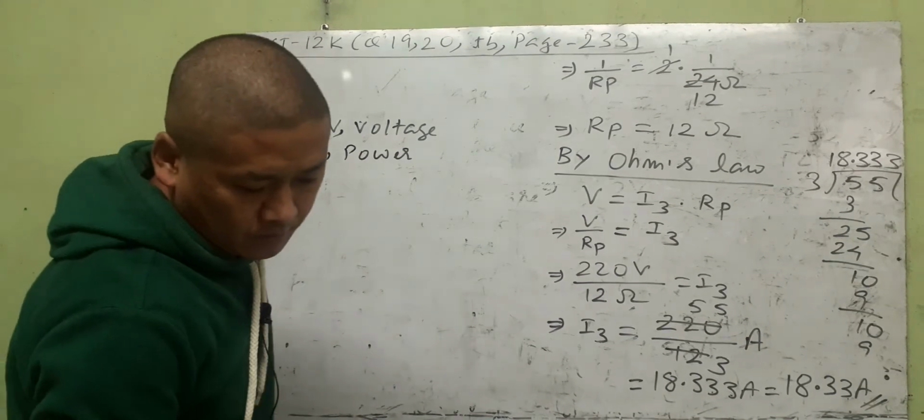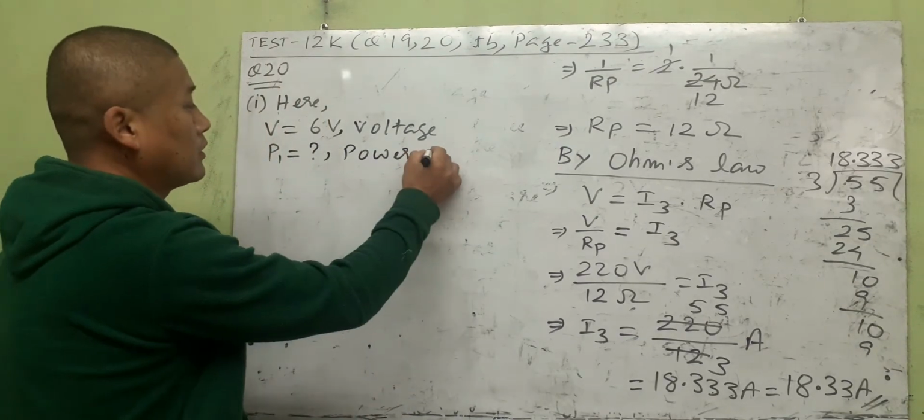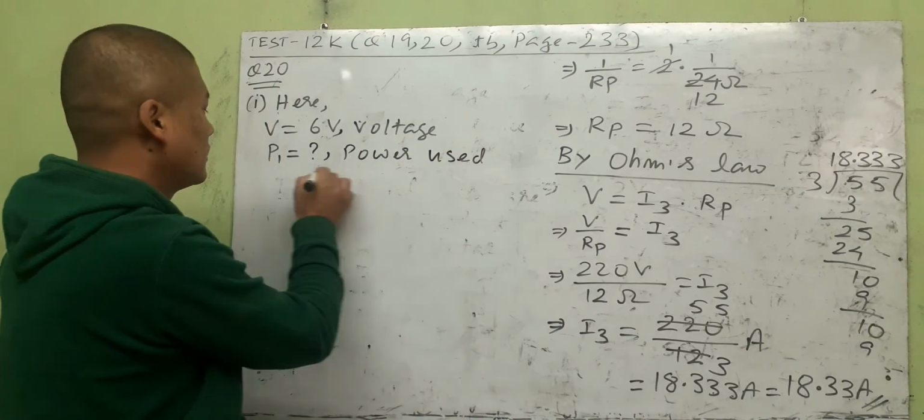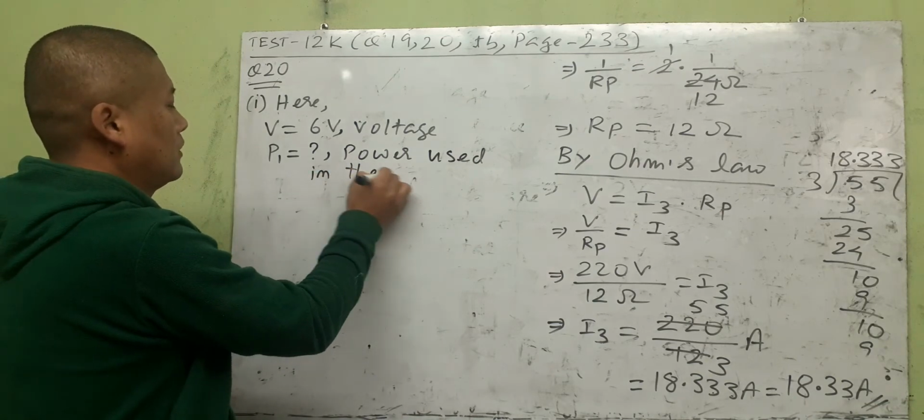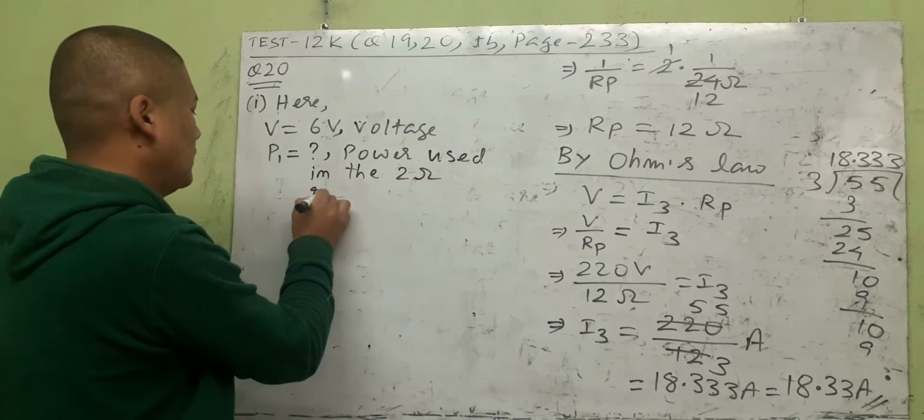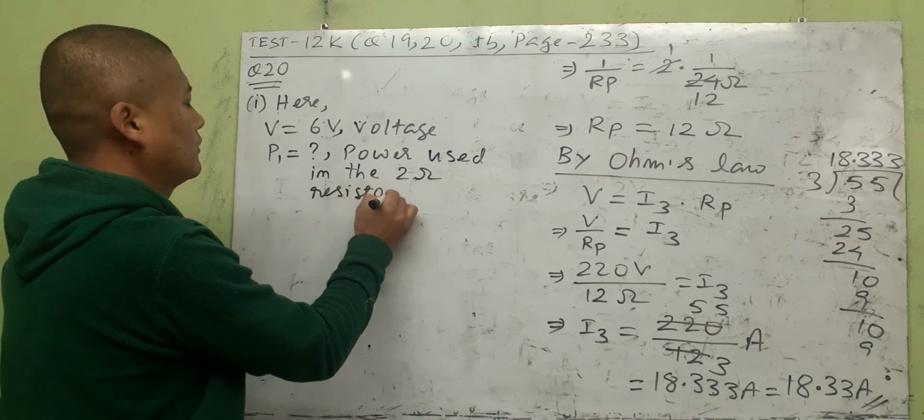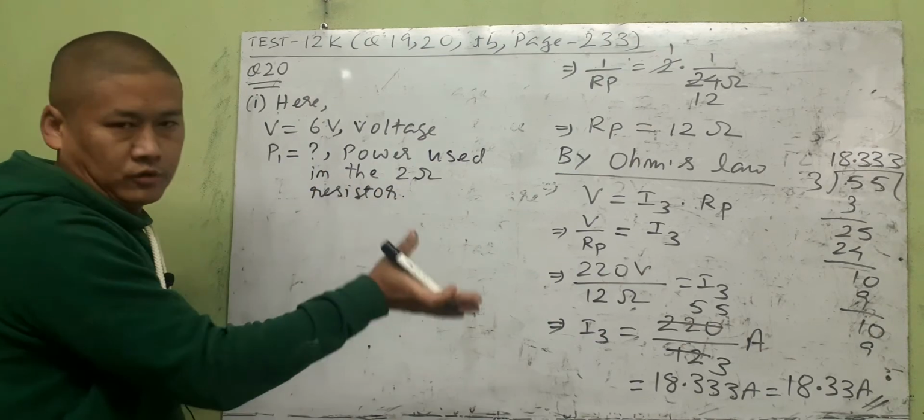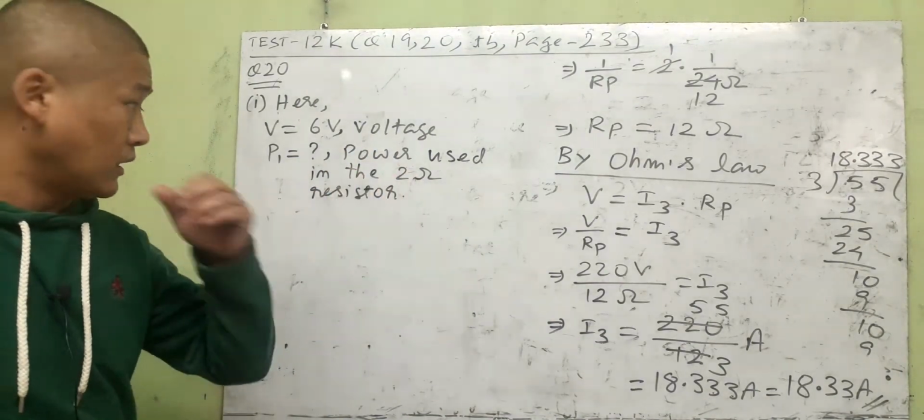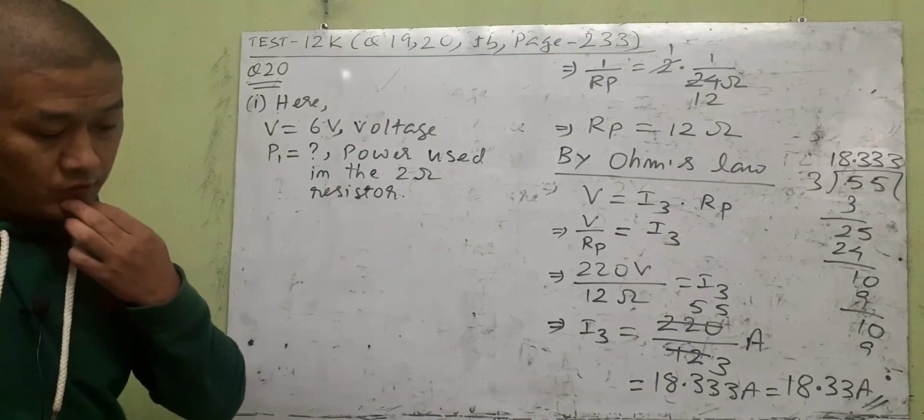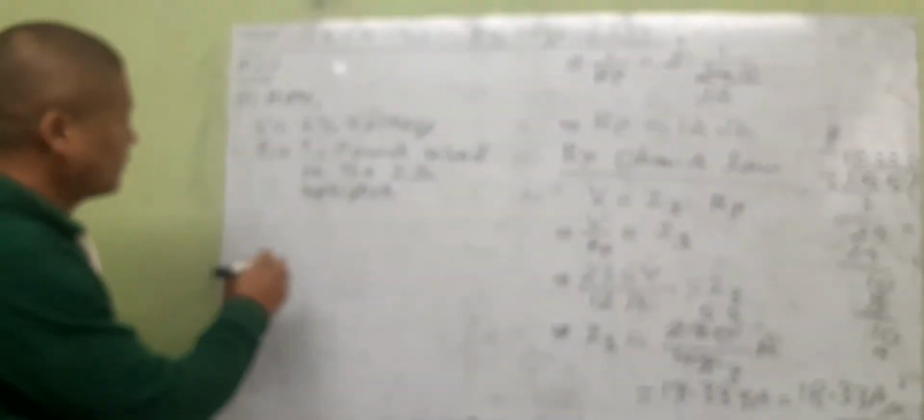Look into the language of the text: power used in the 2 ohm resistor. Not both combined, but in the single one, 2 ohm one, not 1 ohm one also. So let us write here.